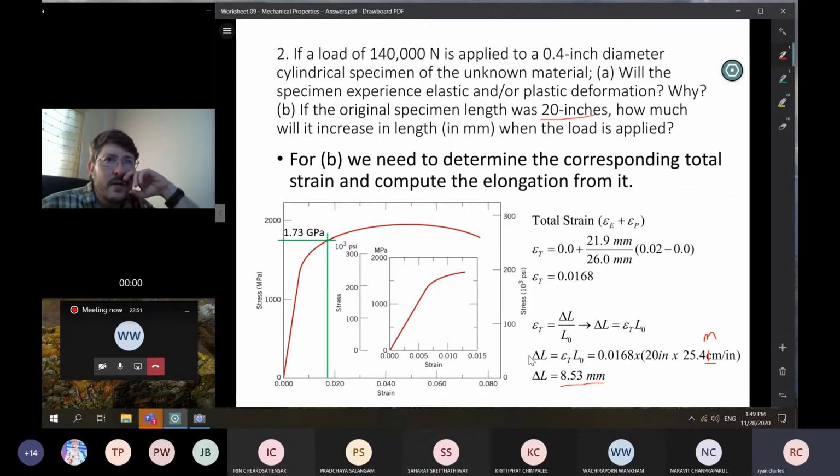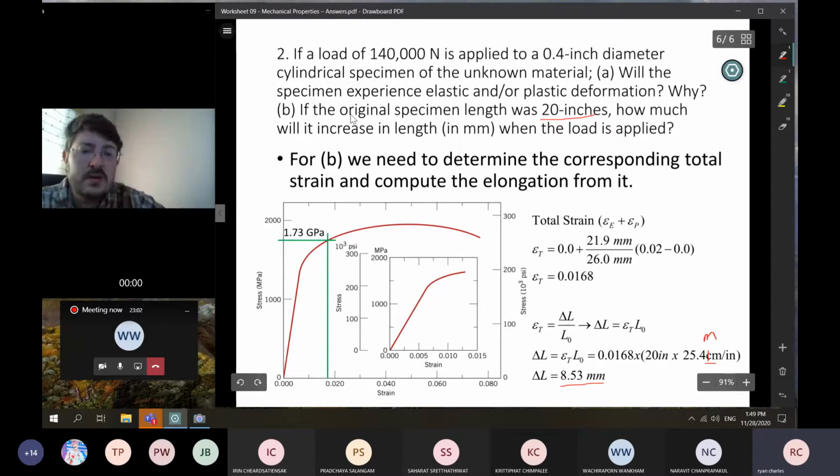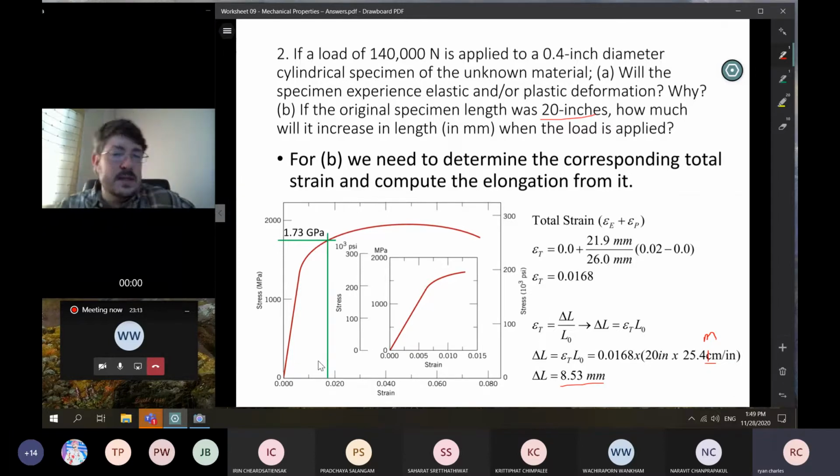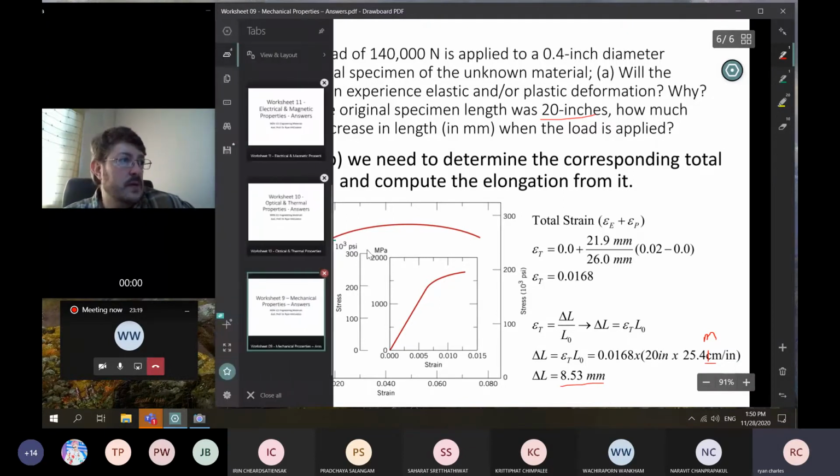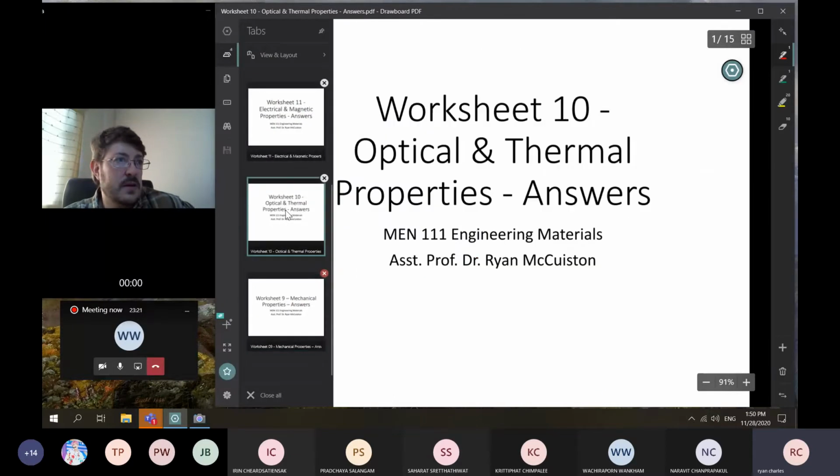I mean, you had to be close to that, right? Some of you're very, very close. It depends on how well you measure the strain, right? Are you doing interpolation correctly, or are you just eyeballing it and going, okay, 10, 15, maybe it's 16, right? All right, so that was mechanical properties. That is the last one. Yep, last one. All right, optical and thermal.